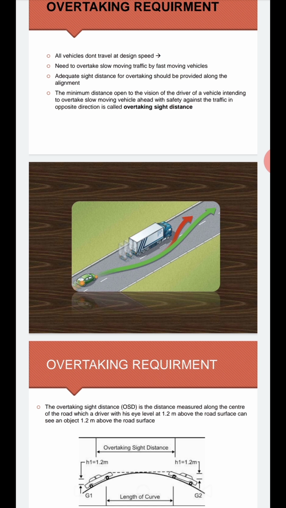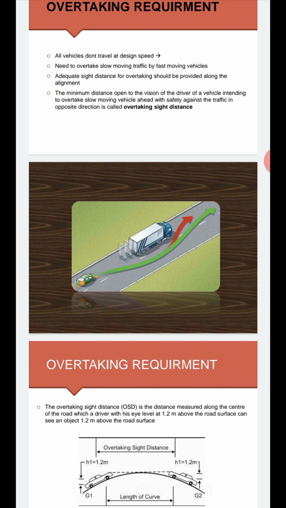If all vehicles are traveling along a road at the design speed, then theoretically there is no need for any overtaking. But as vehicles are not moving at design speed, we come across slow moving and fast moving vehicles. In mixed traffic conditions, there is definitely slow moving and fast moving traffic, and drivers are also free to travel at lower speeds, so there is a need for overtaking of slow moving vehicles.